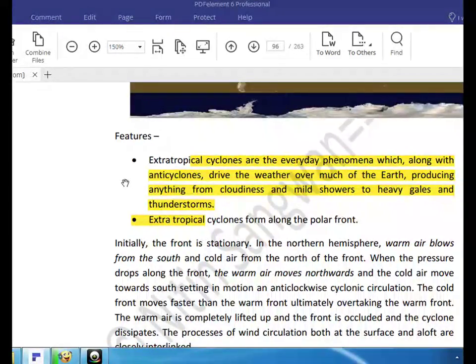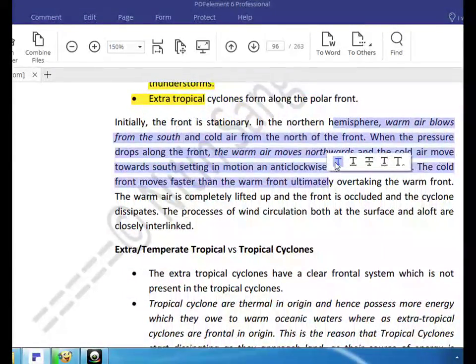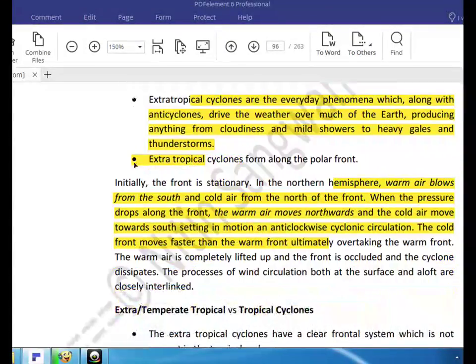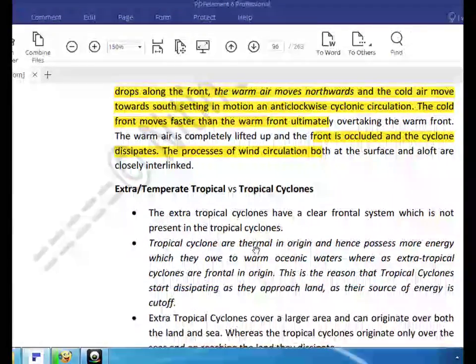Extratropical cyclones form along the polar front. Initially, the front is stationary. In the northern hemisphere, warm air blows from the south and cold air from the north of the front. When the pressure drops along the front, the warm air moves northwards and the cold air moves towards south, setting in motion an anti-clockwise cyclonic circulation. The cold front moves faster than the warm front, ultimately overtaking the warm front. The warm air is completely lifted up and the front is occluded and the cyclone dissipates. The processes of wind circulation both at the surface and aloft are closely interlinked.